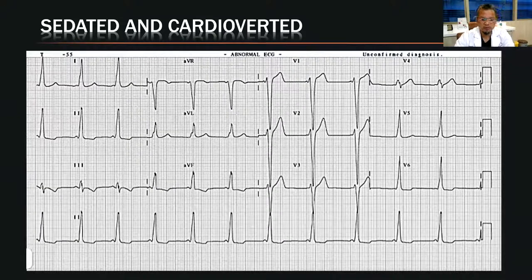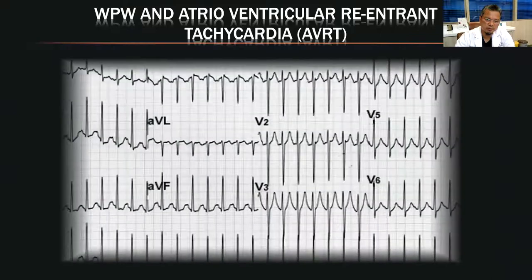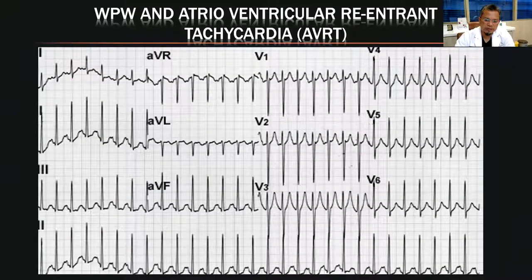So in this scenario, this patient had, after the cardioversions, you start to see this ECG. For those of you who are doctors out there, or even health professionals, you might be aware that this is what we call an abnormal ECG, also called WPW. They may also present it with this.